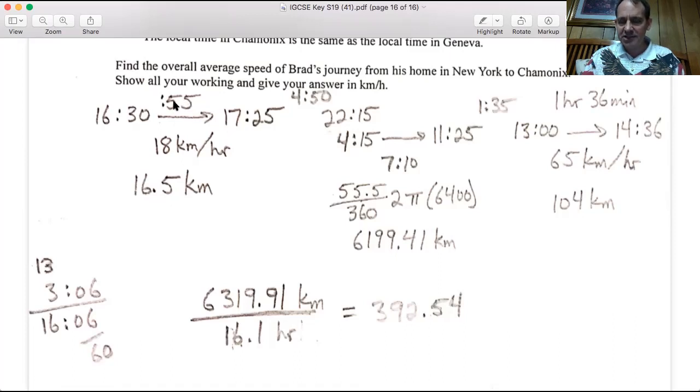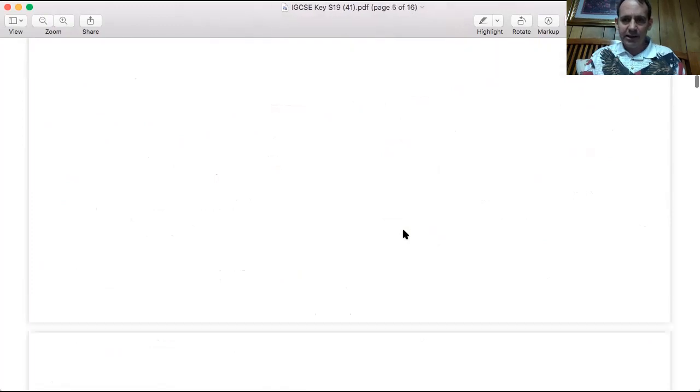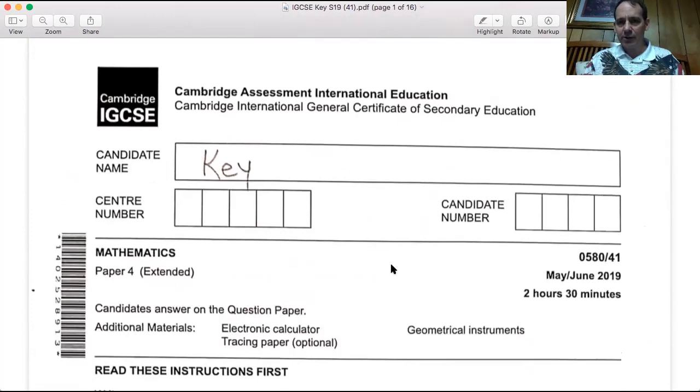And when you change minutes to a part of an hour, you need to divide it by 60 to get a decimal of an hour. Okay, so you should end up with 393 kilometers per hour. So there we go. That is our paper 41, May-June series 2019. It's a 2.5 hour long test.